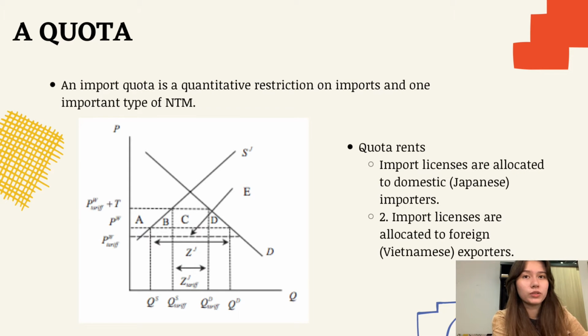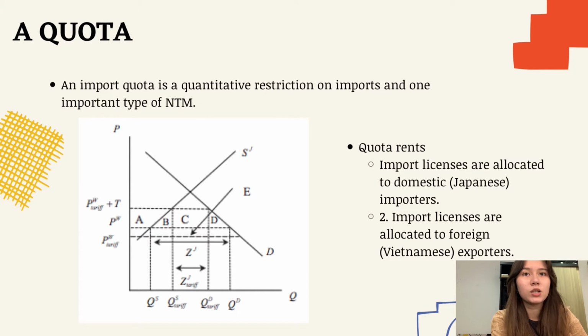Next, there is a quota. An import quota is a quantitative restriction on imports and one important type of NTM. Suppose that instead of imposing a tariff as in the previous figure, Japan imposes a quota. We examine it in this figure. Before the quota, rice imports are ZJ equals QD minus QS.